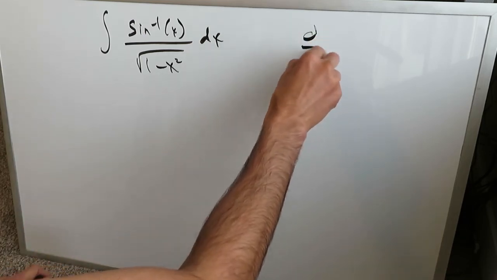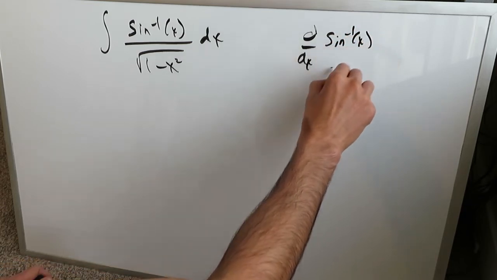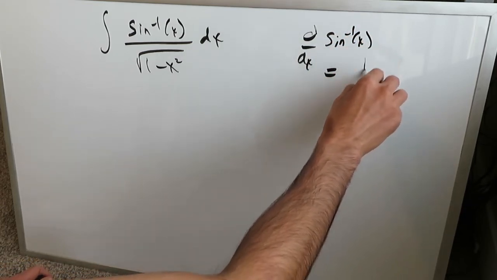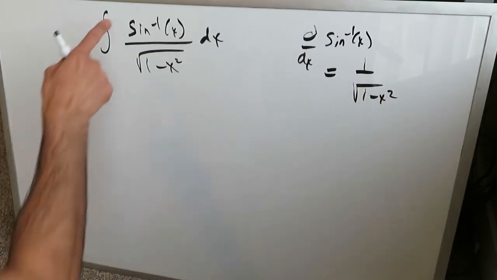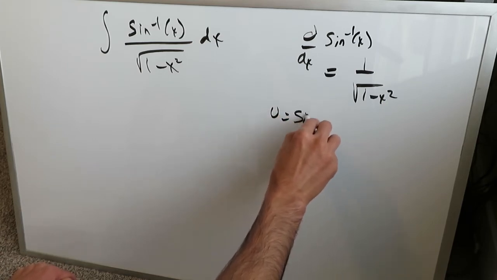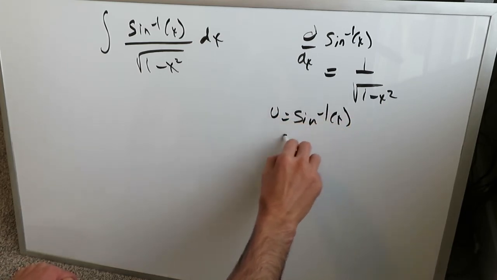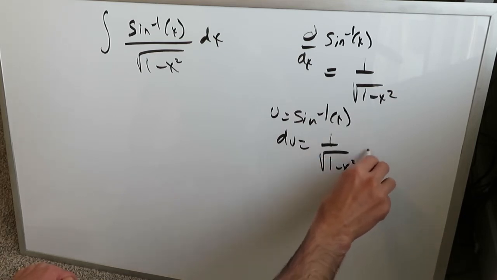Think back to the derivatives. The derivative of sine minus 1 x, or arc sine x, was what? It was equal to, if I remember correctly, 1 over the square root of 1 minus x squared. So our substitution should be based around this arc sine, the inverse sine. u is equal to the inverse sine, and then du is equal to this 1 over square root of 1 minus x squared dx.